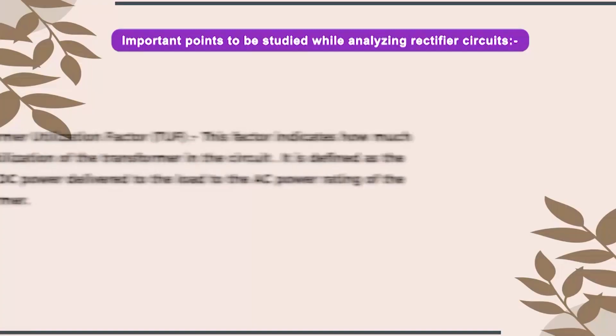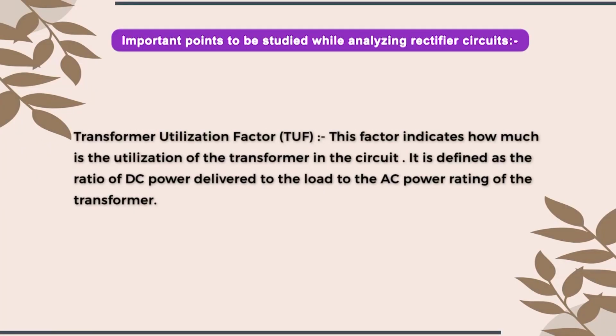Next parameter is transformer utilization factor. This factor indicates how much is the utilization of the transformer in the circuit. As we have seen, for the conversion of AC to DC, the process involves the use of a transformer. That means the AC voltage is stepped down, then it is given to the rectifier circuit, and from that the AC is converted into DC. So, the transformer utilization factor indicates how much is the utilization of the transformer in the circuit.